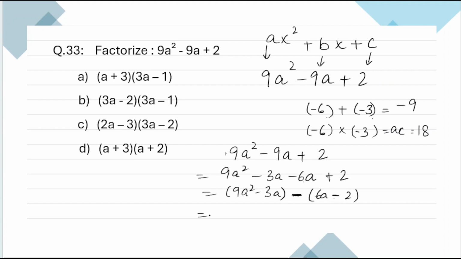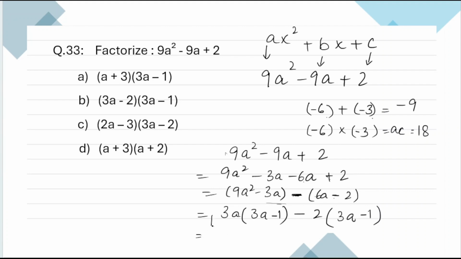Now, let's take out some common factors. What is the common factor of these two? 3a. 9a square divided by 3a will give you 3a, minus 3a divided by 3a, 1. What can I take out common from 6a and 2? Just a number 2. 6a divided by 2, 3a, minus 2 divided by 2, 1. Look at these two brackets, 3a minus 1, 3a minus 1. If these two brackets are same, it means my factorization so far is correct.